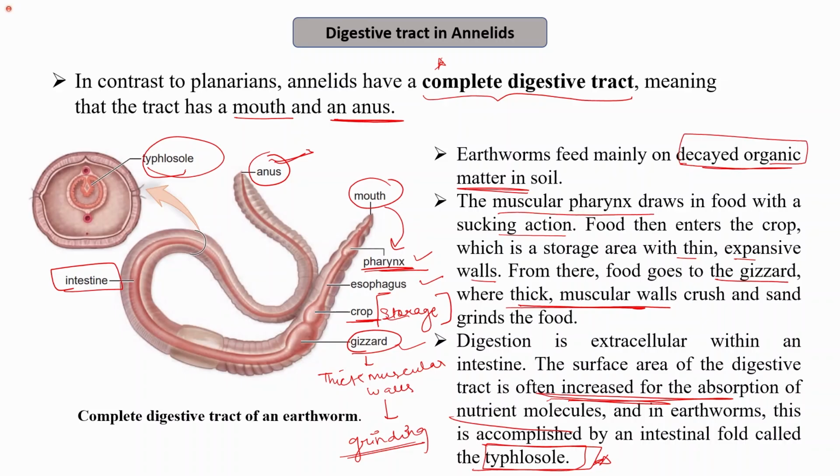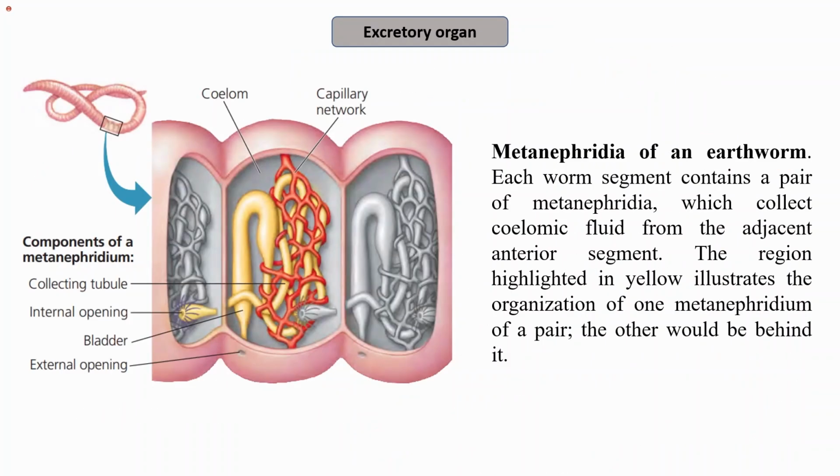So in the first lecture, we learned about two terms, the protostomes and the deuterostomes. Annelids belong to the category of protostomes, right? The next is the excretory organ. We know that the excretory organ in the annelids is the nephridia. Here the metanephridia of an earthworm has been shown. The singular is metanephridium. Each worm contains a pair of metanephridia.